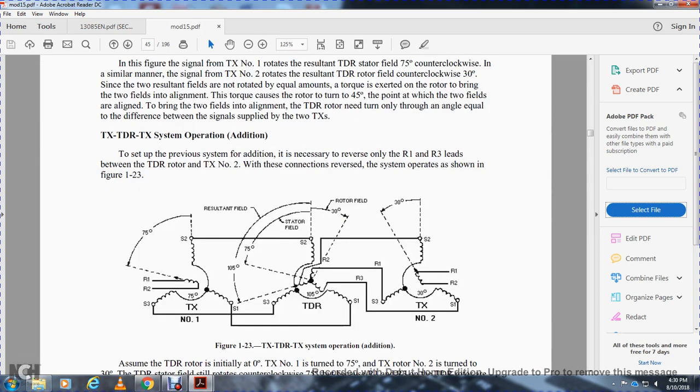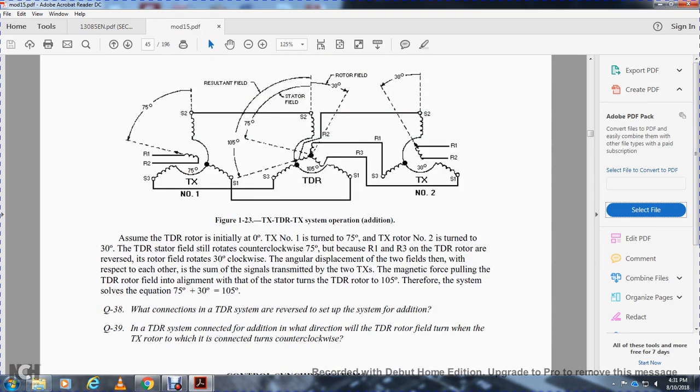Torque transmitter number 1 has rotor 1 and rotor 2 at a 75 degree angle between stator 1 and stator 3. Stator 2 goes to stator 2, stator 3 goes to stator 3 of the torque differential receiver, and stator 1 goes to stator 1. The angle between is 105 degrees: stator field 75 degrees, rotor field 30 degrees. Rotor 2 goes to stator 2, rotor 1 goes to stator 3, and rotor 3 goes to stator 1 of torque transmitter number 2. Rotor 1 and rotor 2 of torque transmitter number 2 are at 30 degrees.